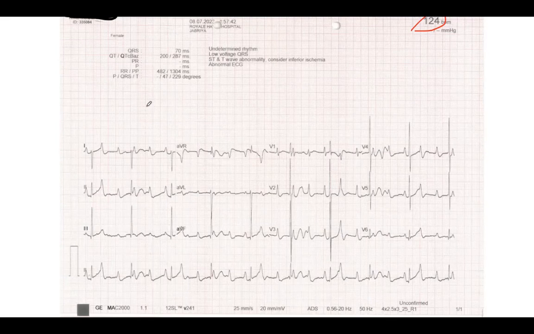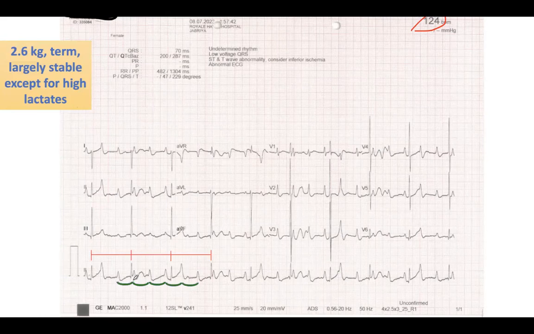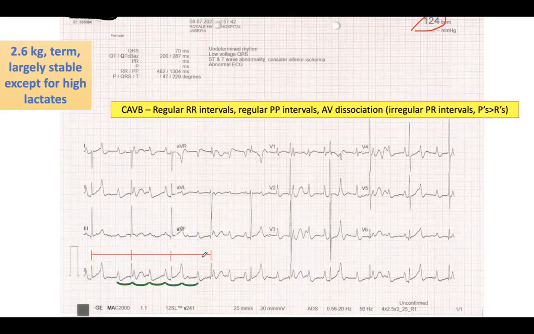So what do you guys think? It looks complete to me. The PR interval is all over the place. The RR interval is regular. The PP interval is regular. Each PR is different. That PR is different than this PR, different than this PR, and so forth. There are more P's than QRSs. So there's no evidence of any conduction. Okay. So that's congenital complete heart block.